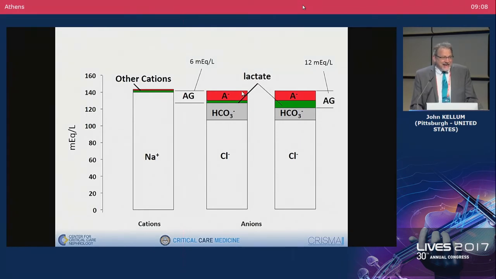Now I can hide a certain amount of unmeasured anion without any abnormality in the anion gap. The anion gap changes just as well, but you probably didn't know what the anion gap was when the patient was home before they got sick. And so simply looking at an anion gap doesn't allow you to understand what's happening.